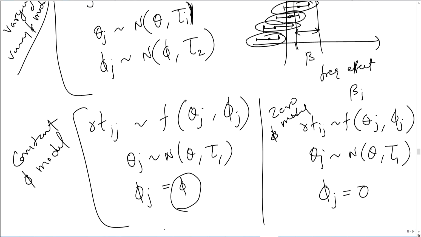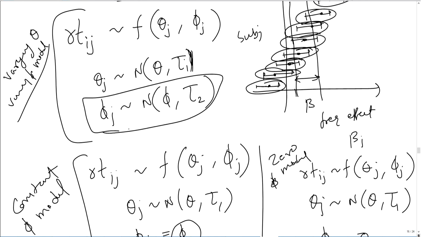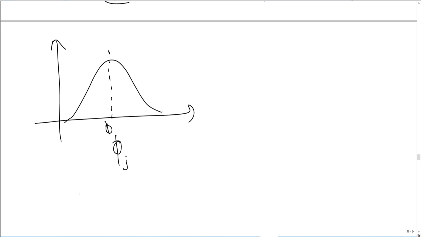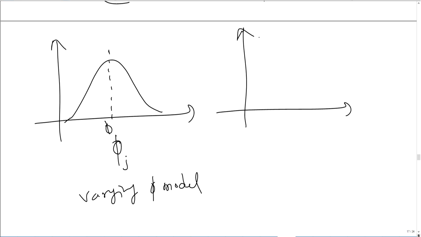So I'm talking about model 1, varying phi model. Okay, so mean would be phi and the standard deviation will be tau 2. So this is one assumption. Let us call it the varying phi model. You can have another model which assumes that phi j remains constant across all subjects. So this model would say that phi j is exactly same for all the individuals, and it is at this point phi. Okay. This is called constant phi model.